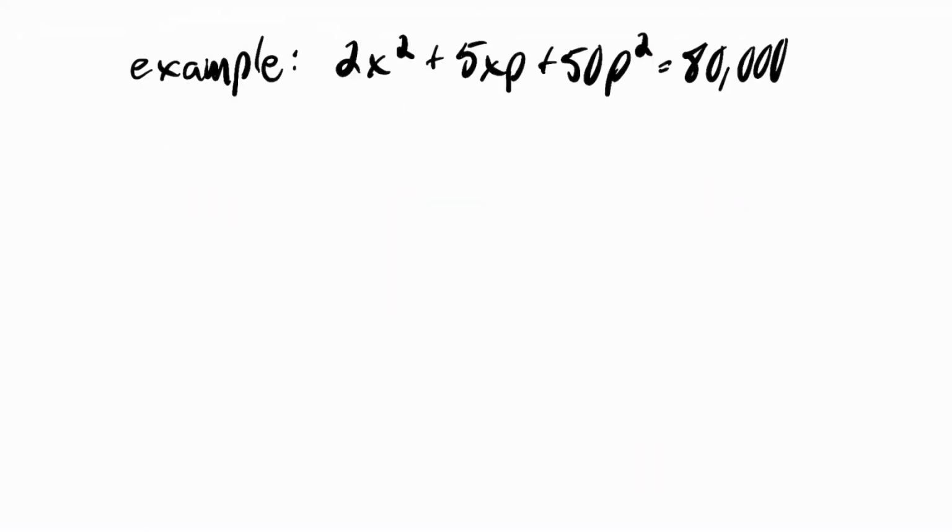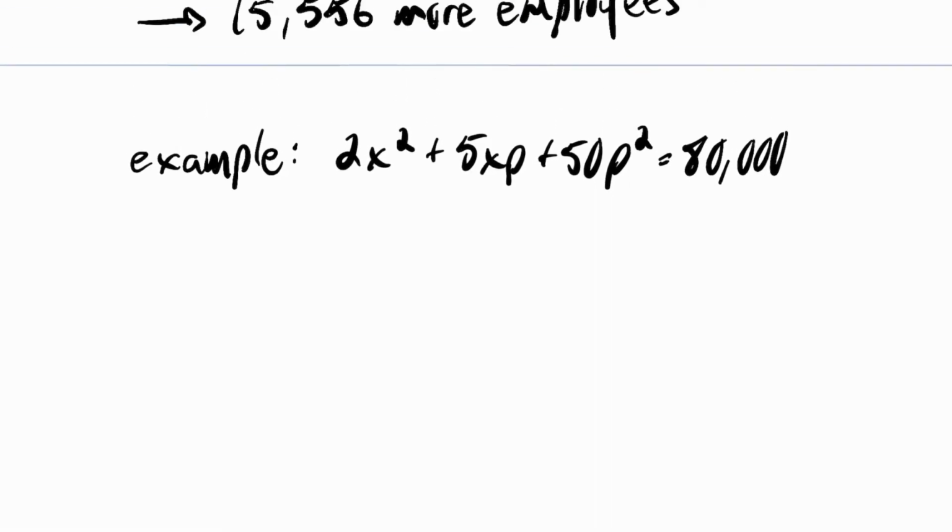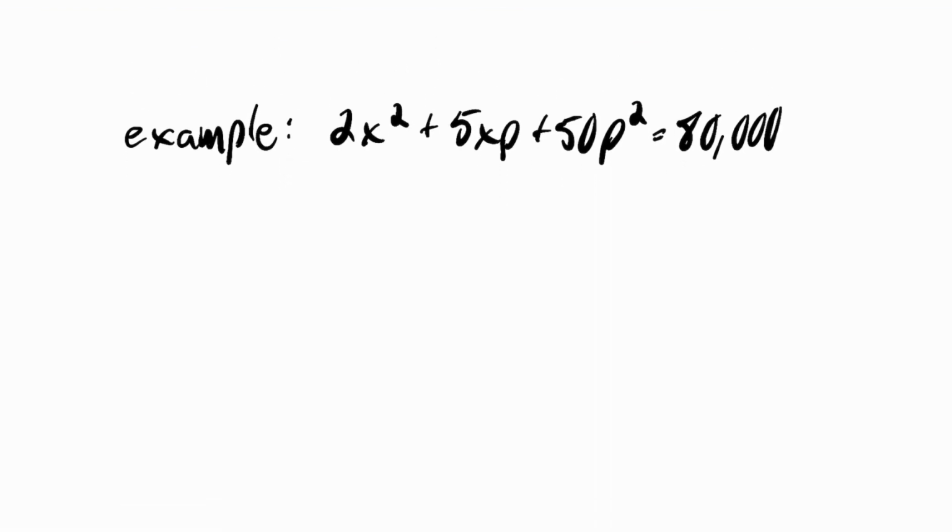In this video, we'll do another example of a related rates problem. So let's say that the equation 2x squared plus 5xp plus 50p squared equals 80,000 relates the demand for a certain widget, whatever that might be, in correlation with the price for that widget. So let's say that p is the price in US dollars. And let's say that x is the quantity demanded. I don't think this needs to be in thousands. I think we'll just go with quantity demanded.